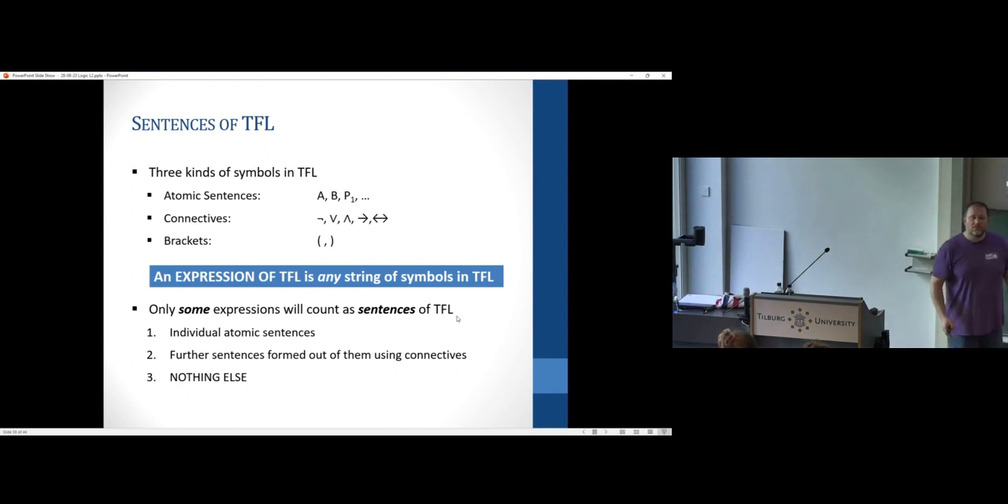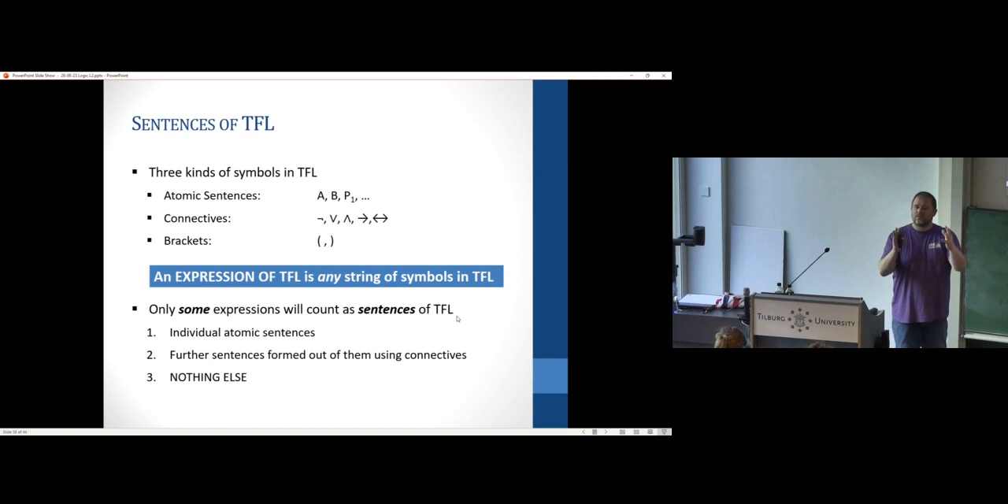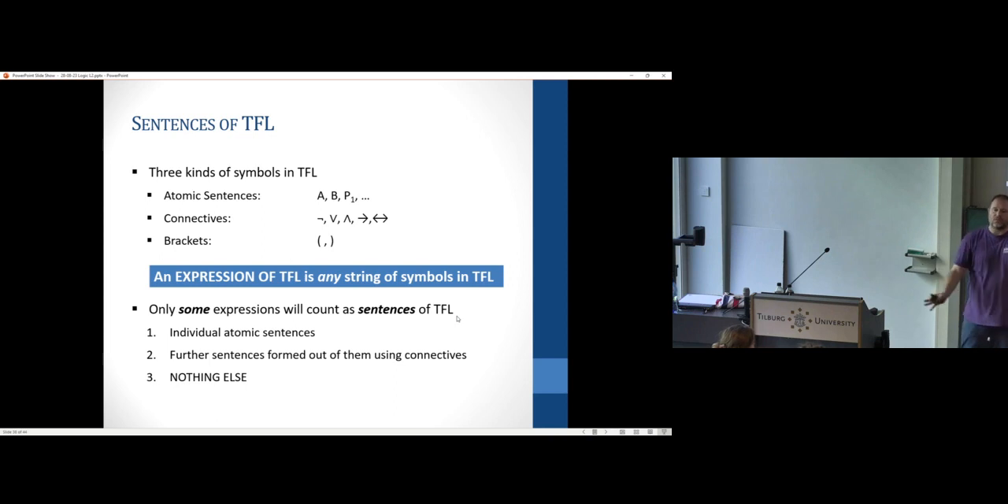I've mentioned them once or twice. The brackets basically help us chunk complex sentences. So we can say that an expression of TFL is any string of these. Or to use the fancy language, we can say it's any concatenation. Concatenation is just a term to say ordering. Any ordering of these symbols is an expression. These have no restriction. It doesn't have to make sense. An expression is just basically any collection of these, right?